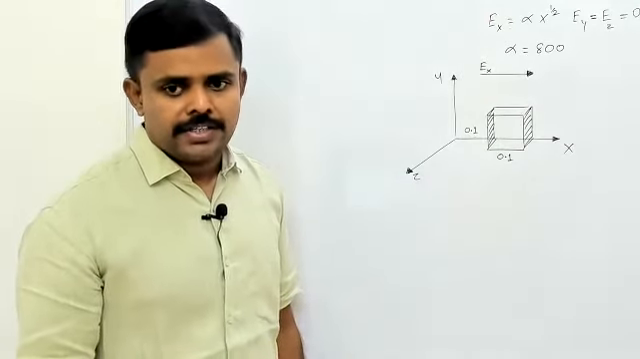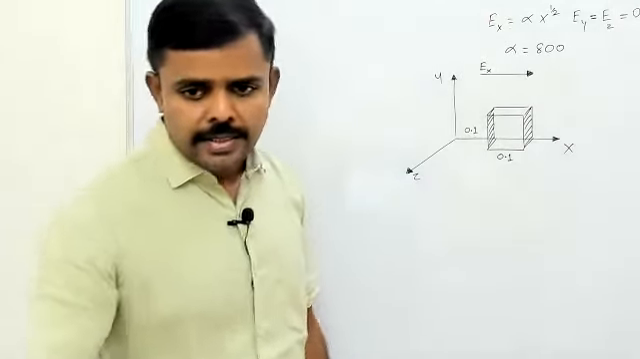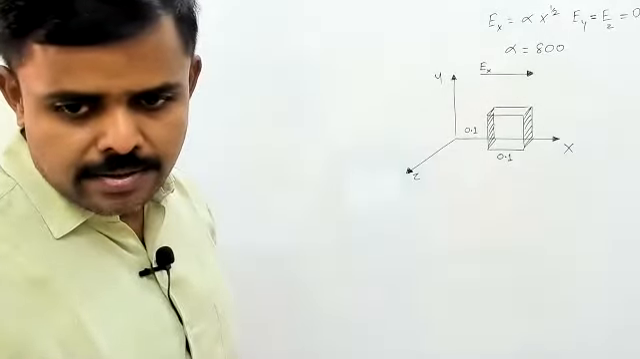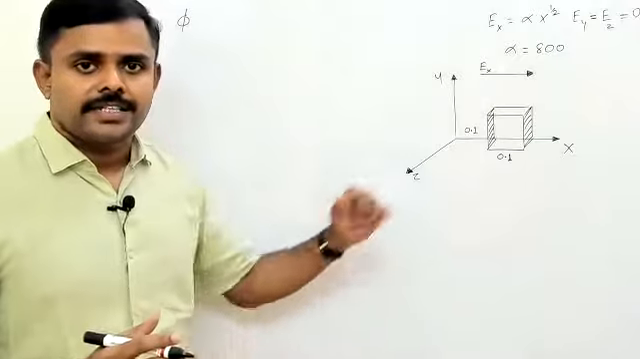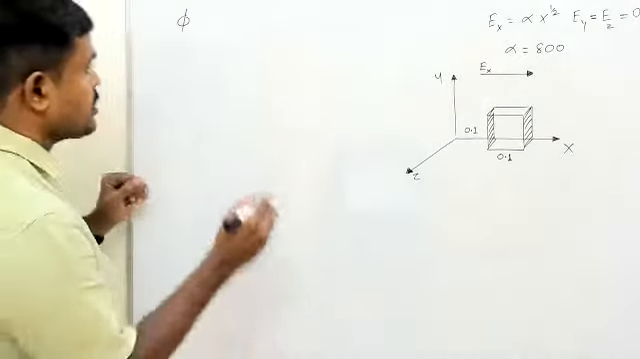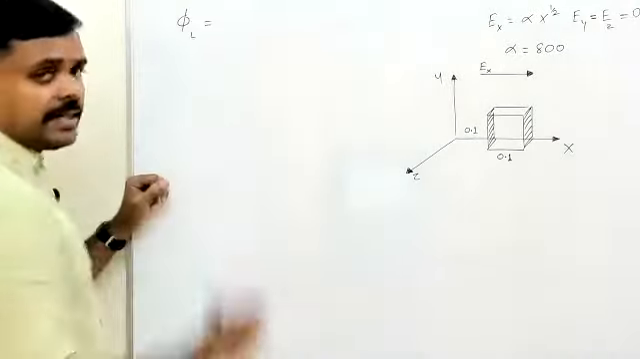Only the left surface and right surface. Did you understand? Does anybody have questions here? One thing is certain: flux is there only for the left surface and right surface. So I am doing the left surface first. Phi L, flux on the left surface.